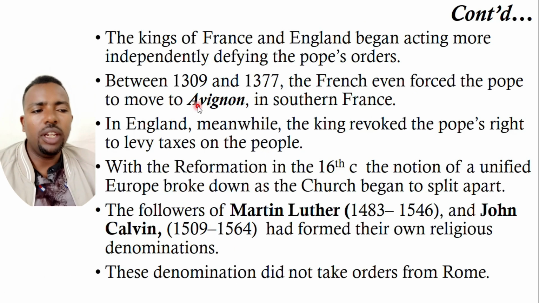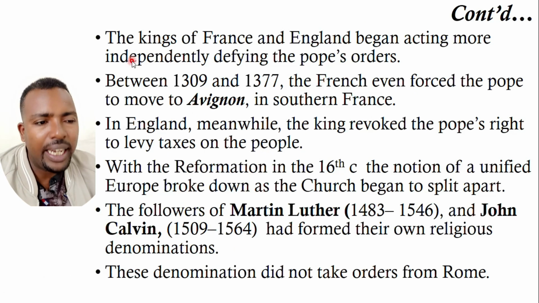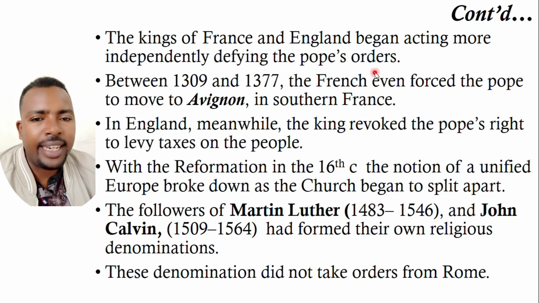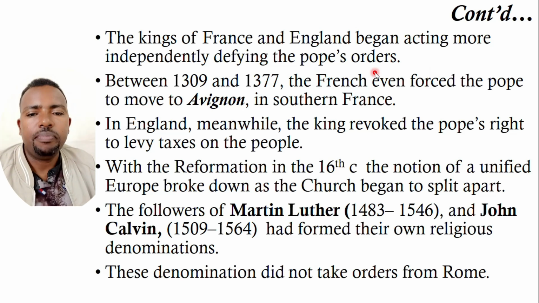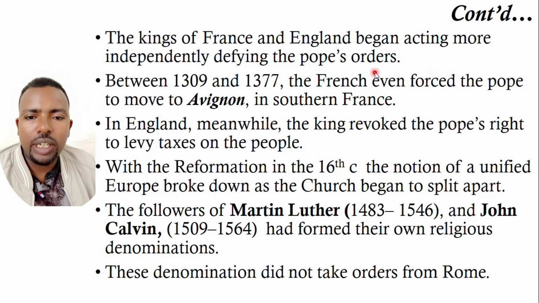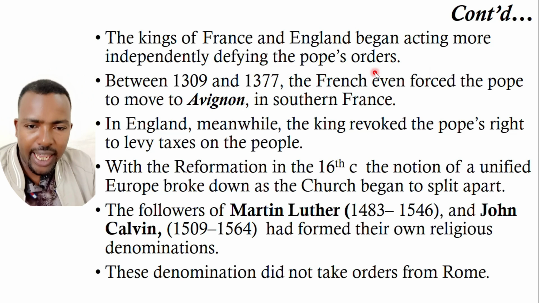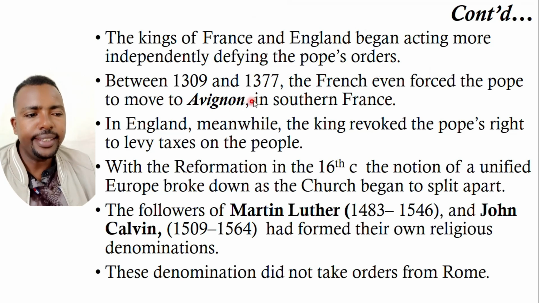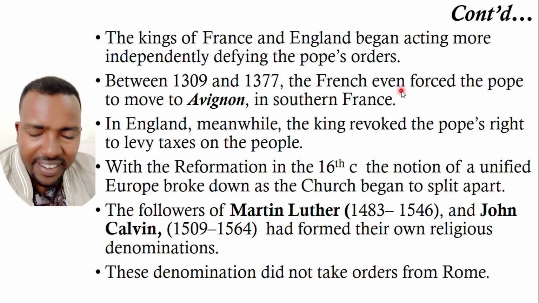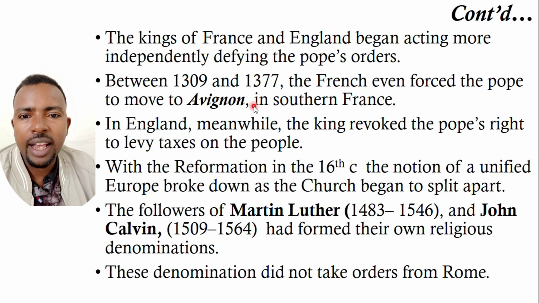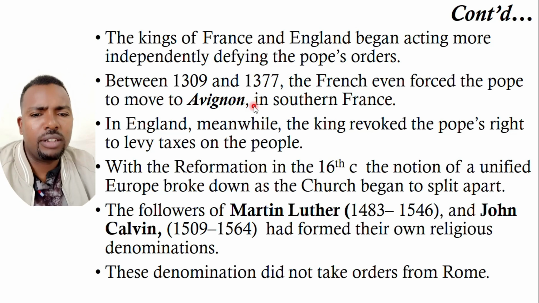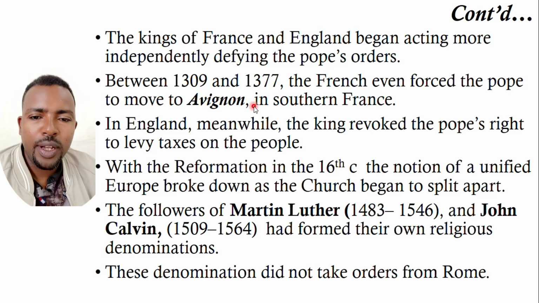The kings of France, subsequently, and England began acting more independently by defying the Pope's orders. They refused to accept the Pope's directives. Policies and regulations coming from popes were neglected by the kings of France and England. So they became independent of the Roman Empire and the Roman Catholic Church. Between 1309 and 1377, even the French king had the power to force the Pope to move to Avignon in southern France, from central France to southern France. They were ordering popes to change their places.